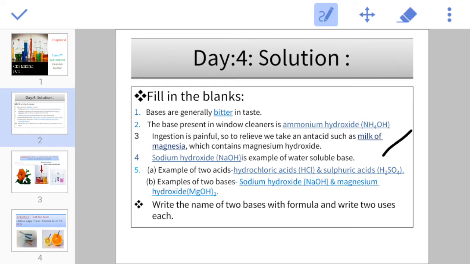magnesium hydroxide. Whenever there is too much acid in our stomach, we get relief by using milk of magnesia, and the base present in it is magnesium hydroxide. Number 4, sodium hydroxide formula is NaOH.